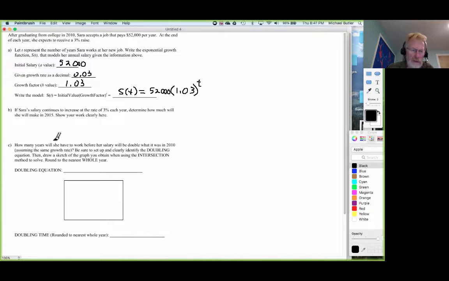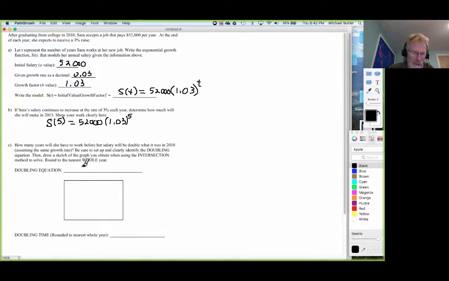So if her salary continues to increase at 3% each year, determine how much she will make in 2015. Show your work clearly here. Okay, so they were nice. She started in 2010, so that's 5 years. So that's S of 5, isn't it? So S of 5 is equal to 52,000 times 1.03 to the 5. And I'll let you do the arithmetic that comes out of there, okay?